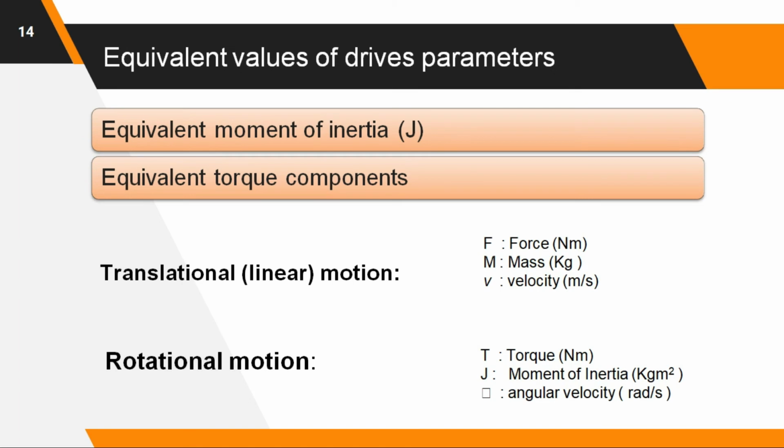Okay. Next topic is equivalent values of drive parameters. So what we have seen is that different parts of the load are connected to the motor: gear, V belt, then shaft, crankshaft. These parts have different speeds and different types of motion, such as rotational motion and translation motion. So when we are looking at a motor load system and their equivalent torque components referred to the shaft, we have to consider certain parameters.